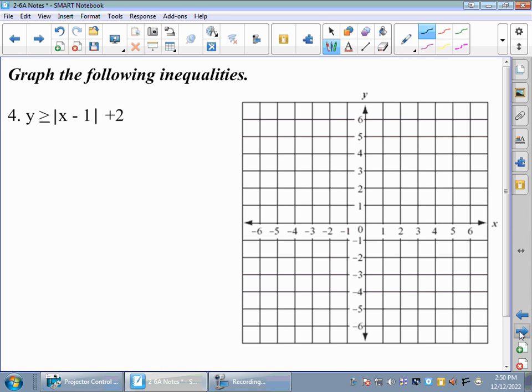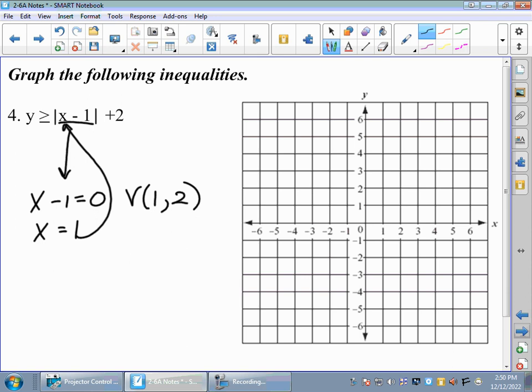Let's find the vertex. I take that value. X minus 1 equals 0. That means when x is equal to 1. So my vertex is 1 something. When I plug 1 in, I get the absolute value of 0, 0 plus 2 is 2. So my vertex is at 1, 2. It's going to open up. My slope here is a 1. So I'm going to count slope. Nice 45-degree V. Up 1 over 1 to the right, up 1 over 1 to the left. Up 1 over 1 to the right, up 1 over 1 to the left. Connect and extend.